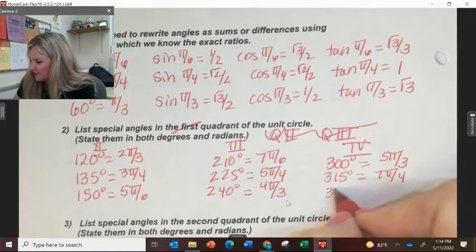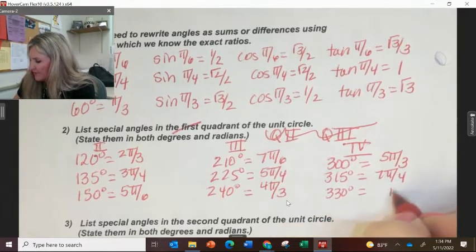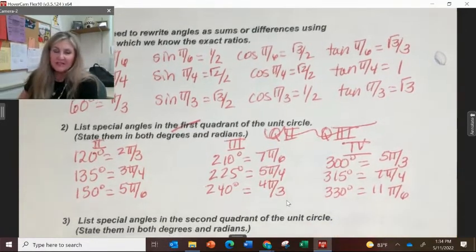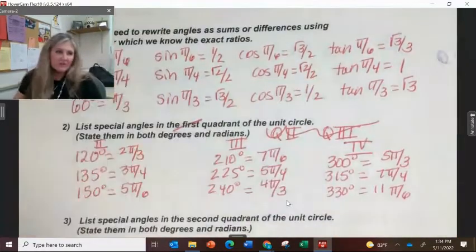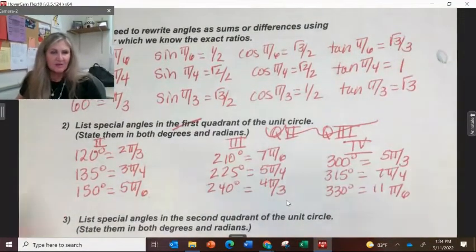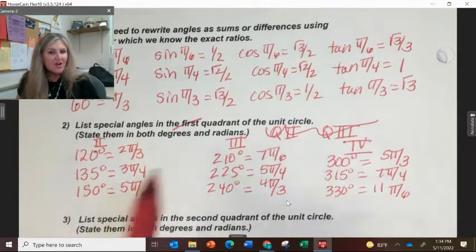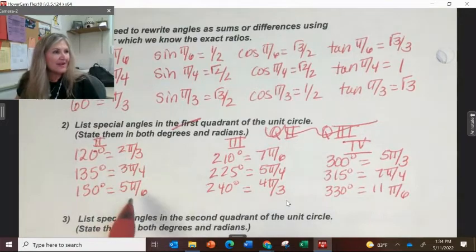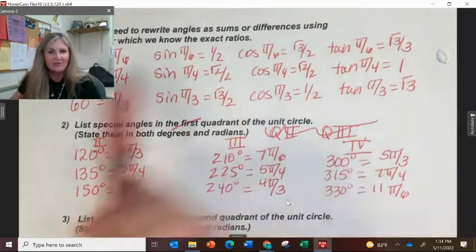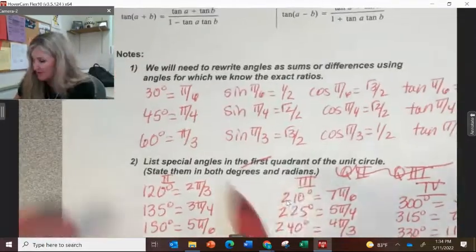And then we come to 330. That's a 30-degree reference, which is pi over 6. So what is it? 11 pi over 6. Now, the whole reason we took all that time doing that is these are the angles that we're going to be using when we're doing these problems that we're going to look at next. These are the only angles that we can evaluate exactly without using a calculator. So these are the angles that we're going to be restricted to.